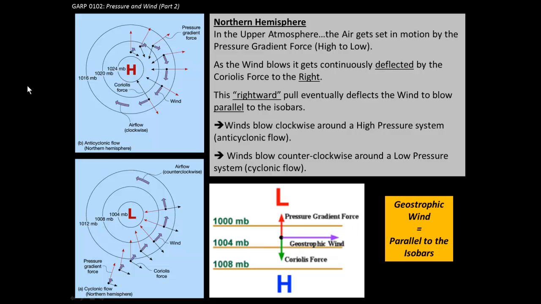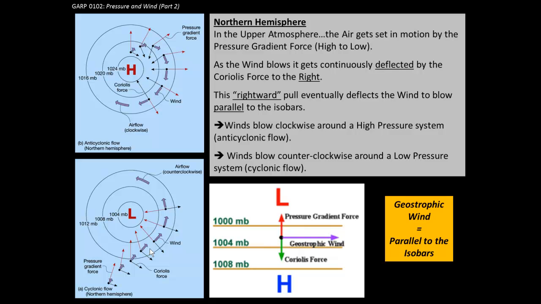And just to have one last illustration of how that works, if you have a pressure hill or a pressure hole, the winds blow in towards the low pressure, get deflected to the right, and then they end up going parallel to the isobars counterclockwise once the pressure gradient force is balanced by the Coriolis force.